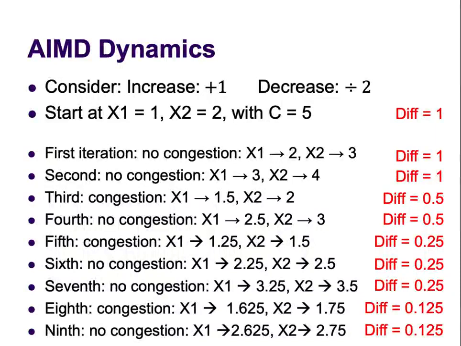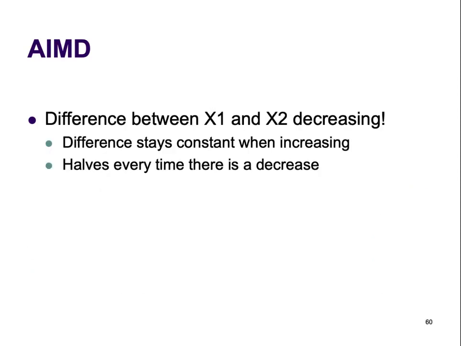So just like the other schemes, we are oscillating above and below the efficiency line, but now the gap between x1 and x2 is shrinking. They're getting closer to fairness. And so the difference between x1 and x2 decreases. It stays constant when you're increasing, but every time you decrease, the difference halves.